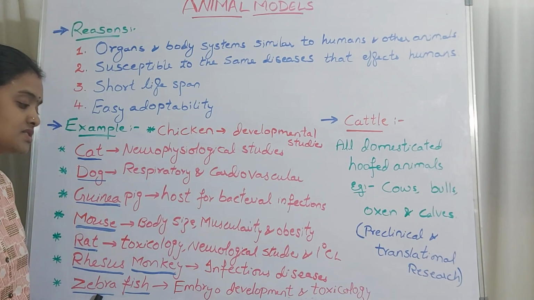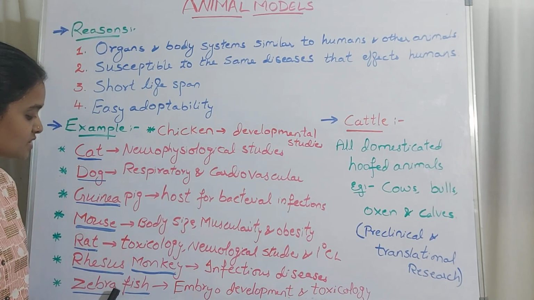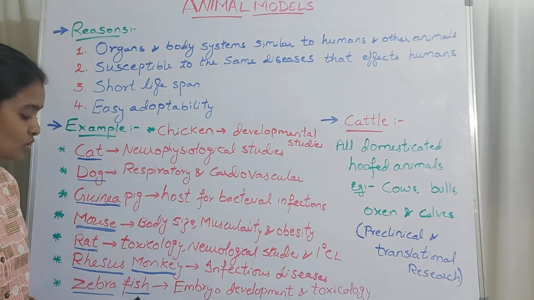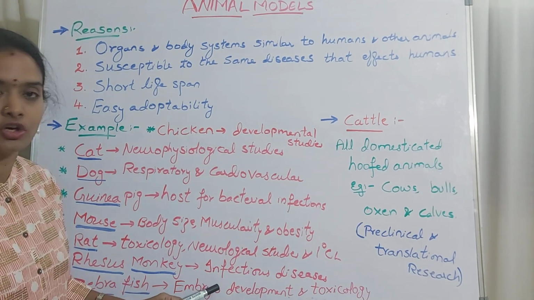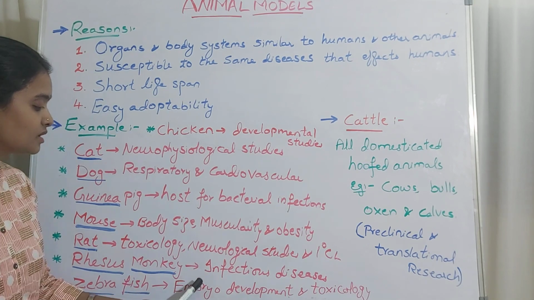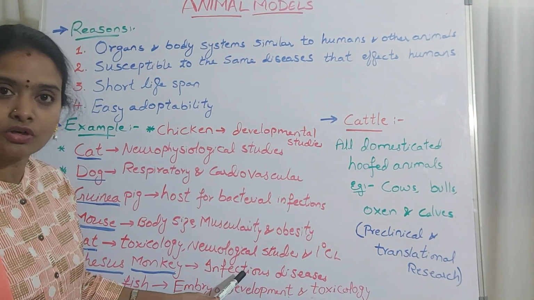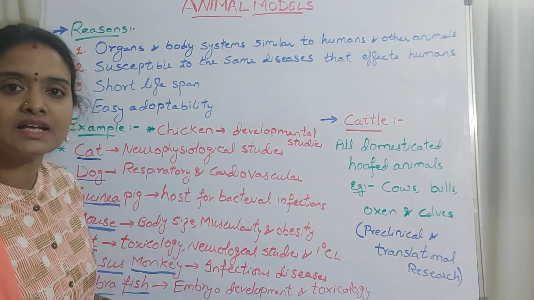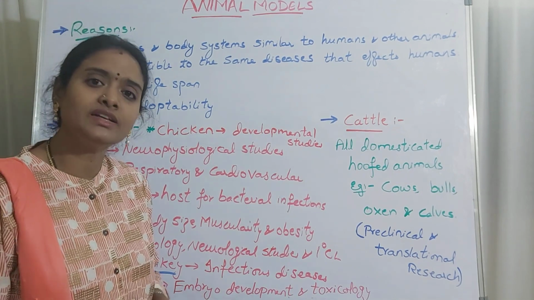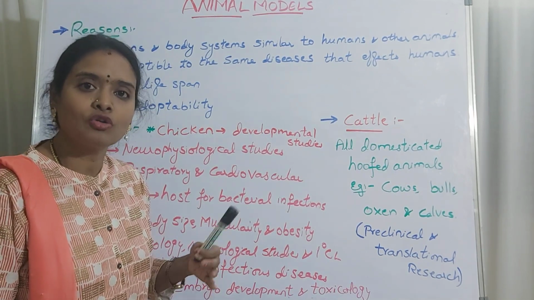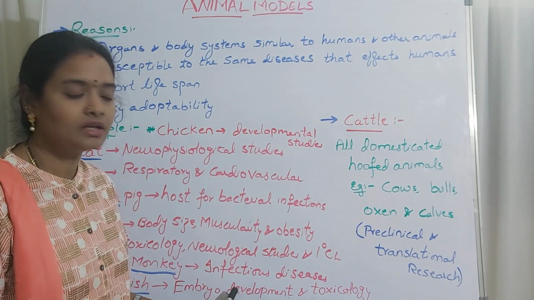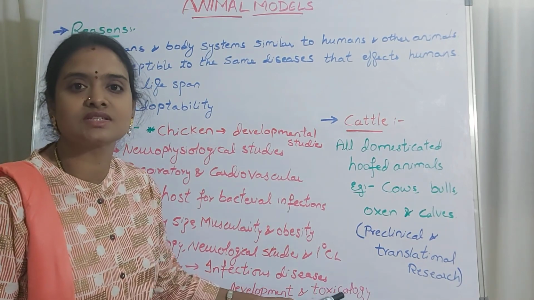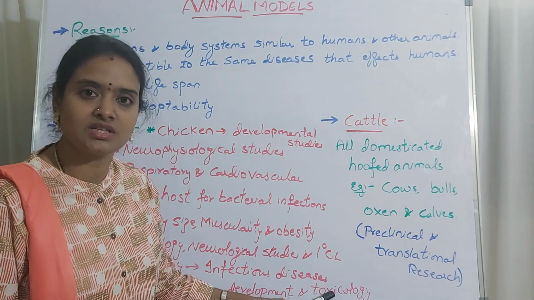The last one is the zebrafish. The zebrafish is most important; it has high significance in developmental biology. It is used in studying embryo development because it has a transparent body. Because of that transparency, you can directly visualize the developing embryo. And also it is used in toxicity testing, that is, toxicology studies.